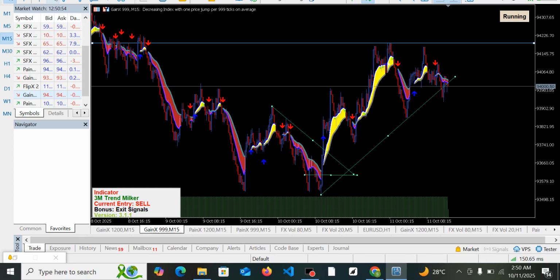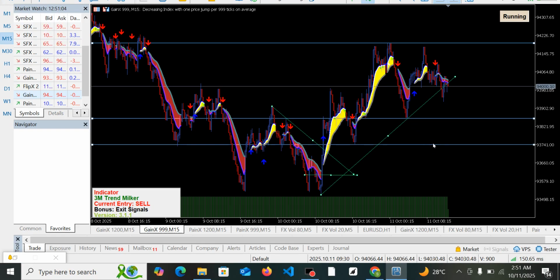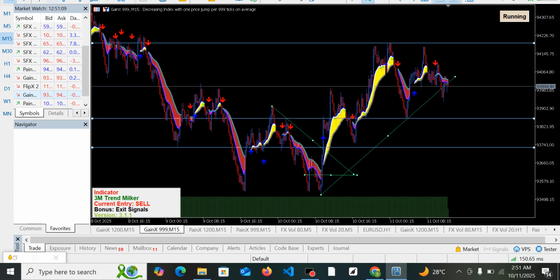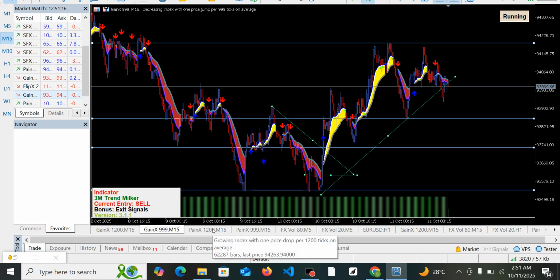If it breaks out below it successfully, then we should expect it to get to this region easily as our first TP. And of course, if it breaks out below that, then definitely it should get to this particular spot as the second TP. And of course, if it breaks out below that, then this is going to be the third TP. So this is very, very important for GainX 999, but all these will come to reality if it breaks out fully from this particular trend line. This is very, very important.